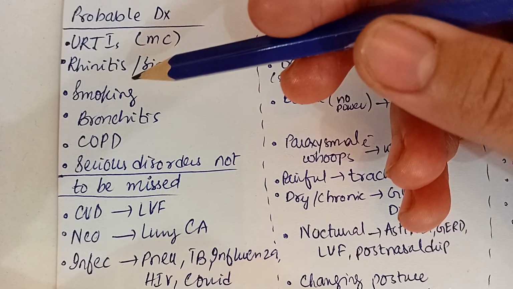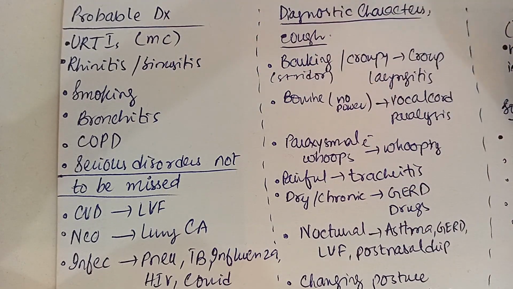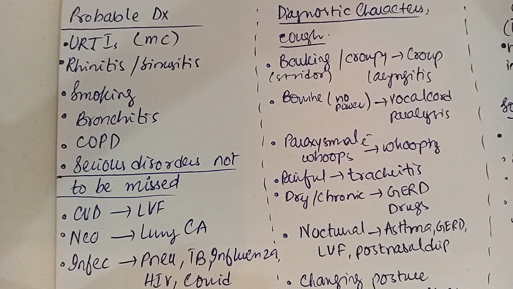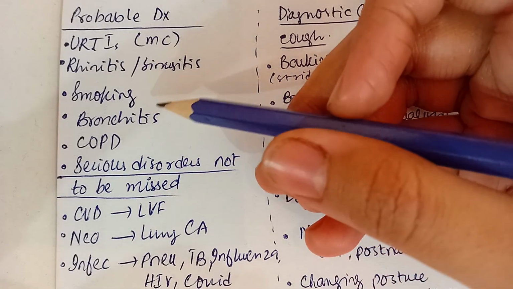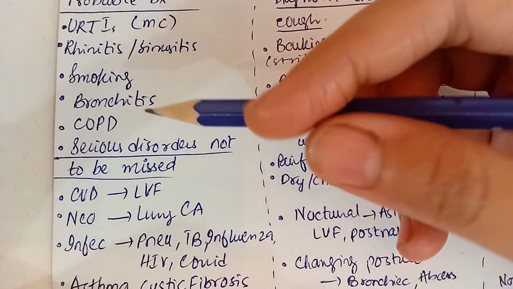Smoking can also be the cause. If you are smoking, or if someone around you is smoking and the environment has smoke and some chemicals, you can also get cough due to that. And then we have bronchitis and COPD.